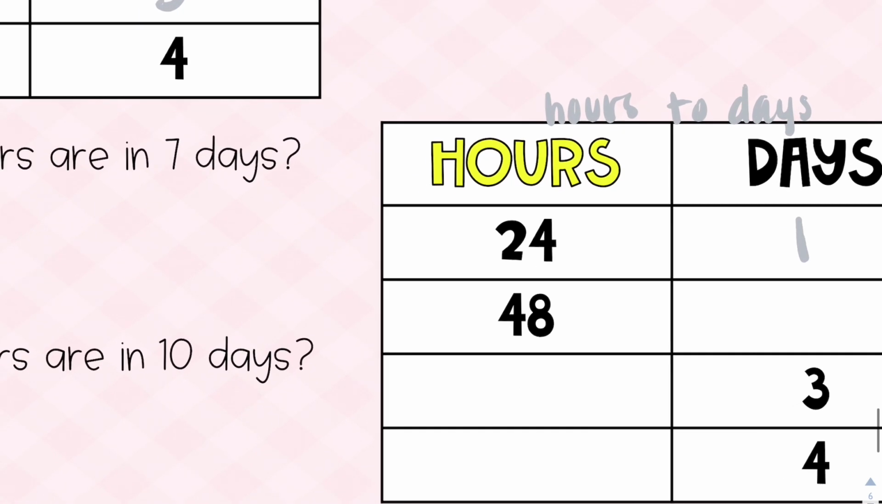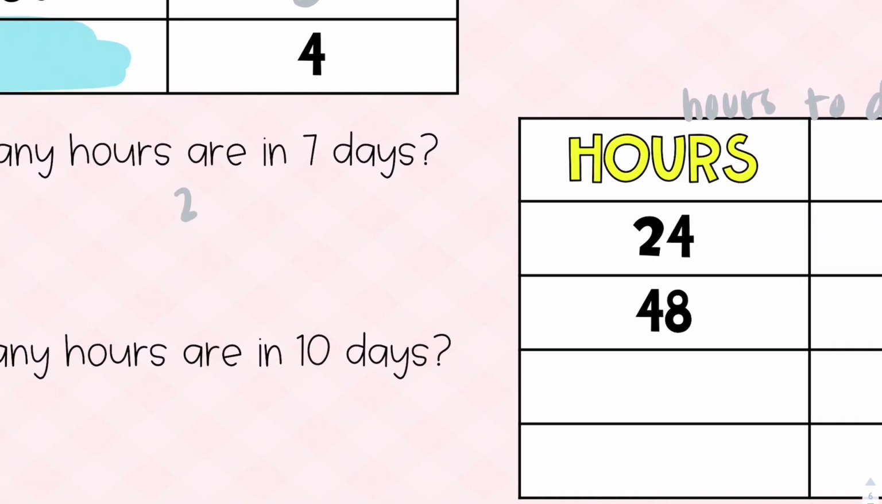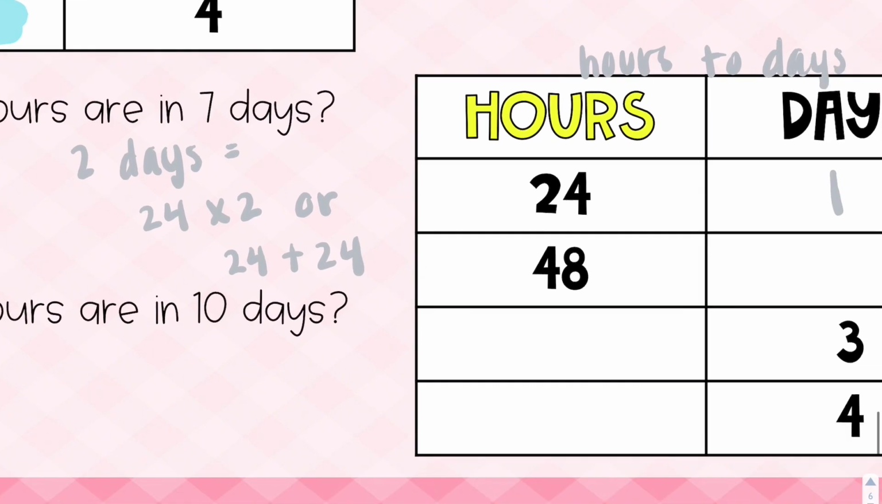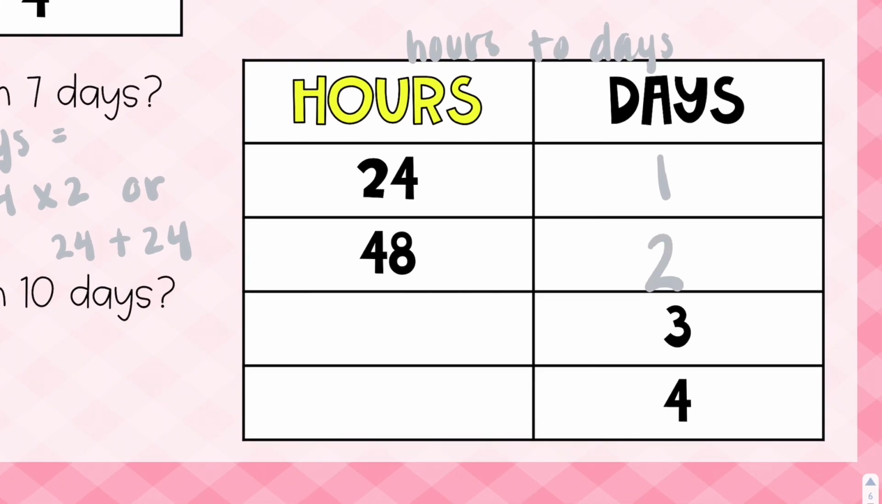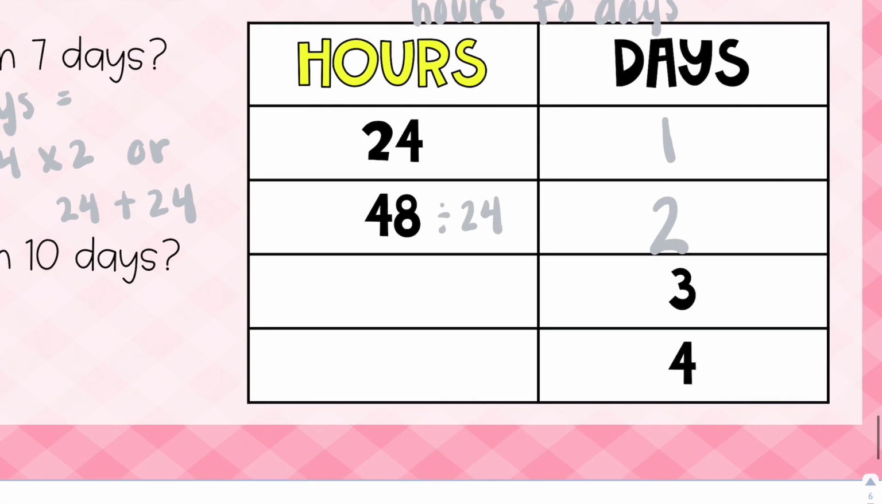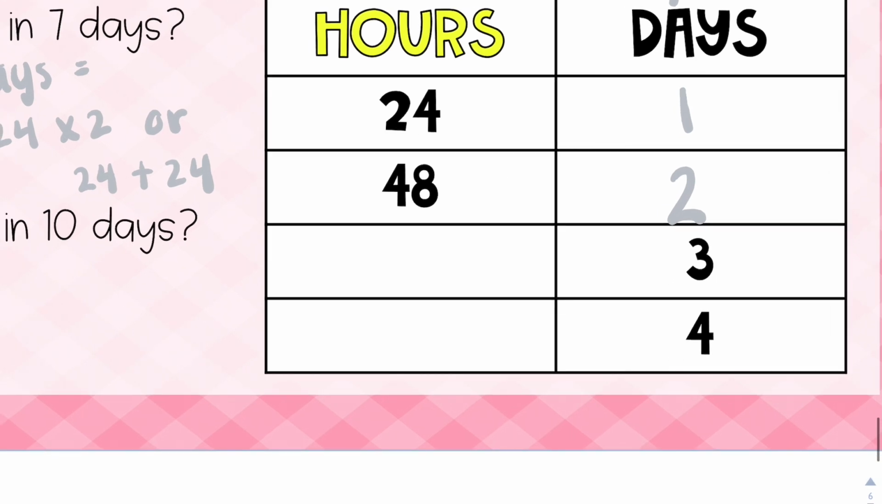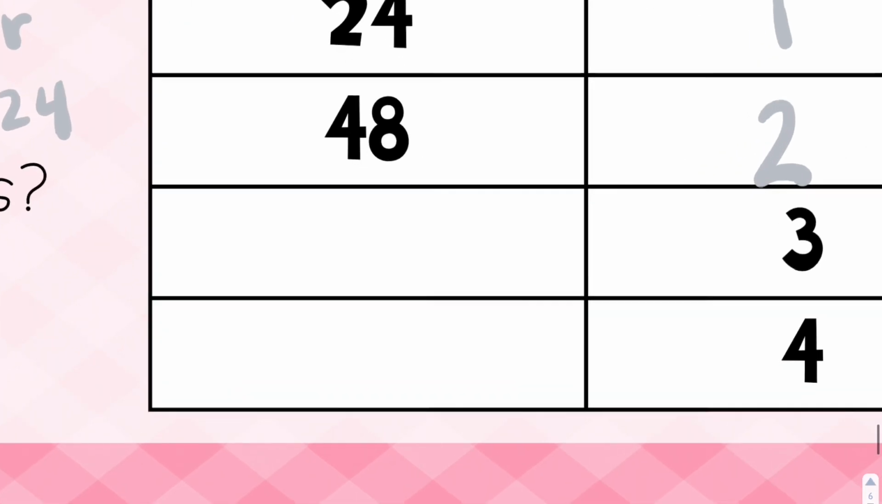They're the same value. So if I have 48 hours, I have to figure out how many days that is. I remember from when we did guided practice earlier that I think it's 2 days. So I could have done 24 times 2 or 24 plus 24 and gotten 48. Or you could have done 48 divided by 24. So I can see that 48 hours is equivalent to 2 days. Go ahead and pause the video and try number 3 on your own. If you have 3 days, how many hours is that?